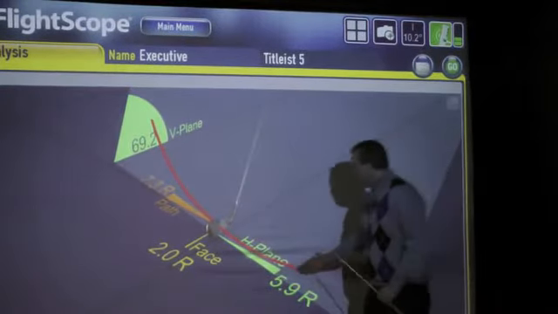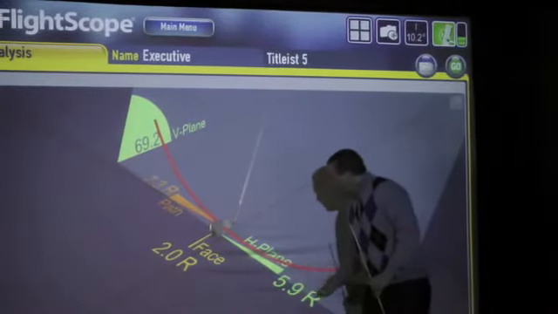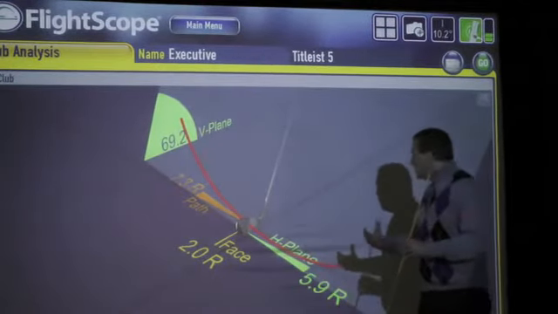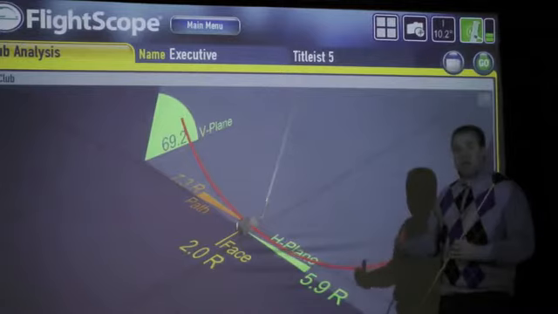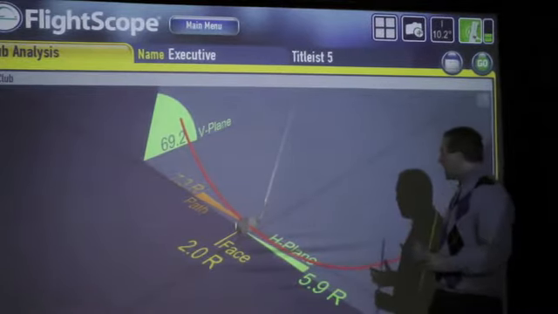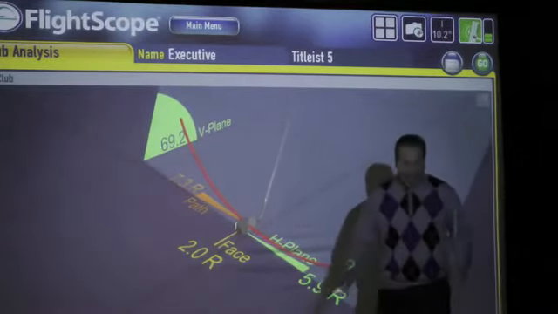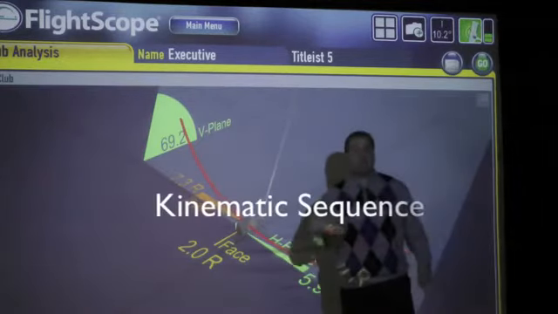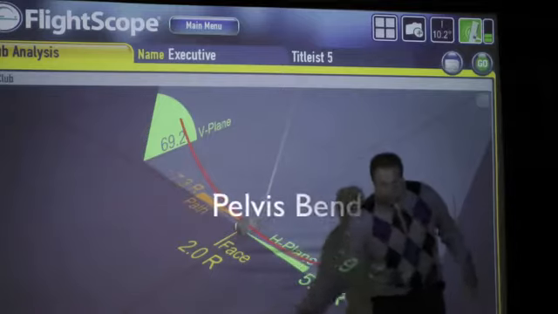So when I look at this number Patrick has, 5.9 degrees to the right, I know that there is something going on in his swing that I'm going to look for in the body data that is creating a severe rightward path of his swing. We're going to look at kinematic sequence, pelvis bend as well.